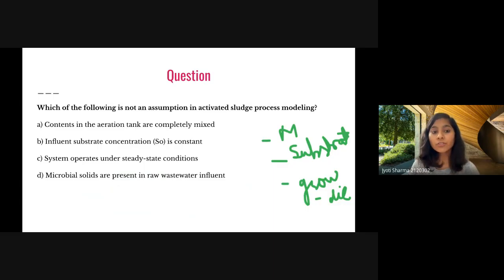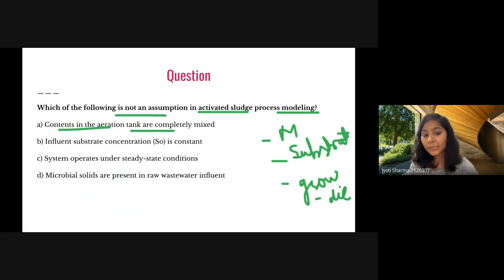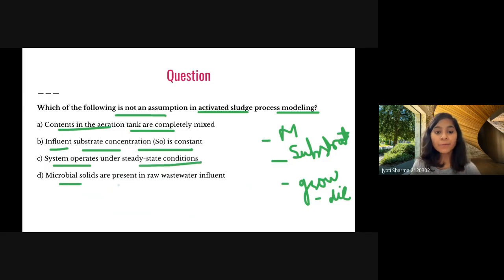So the question is, which of the following is not an assumption in activated sludge process modeling? We have four options here. Contents in the aeration tank are completely mixed. Influent substrate concentration S0 is constant. System operates under steady state condition. Microbial solids are present in raw wastewater influent. Which one do you think is the right option? Priscilla gave me option D.